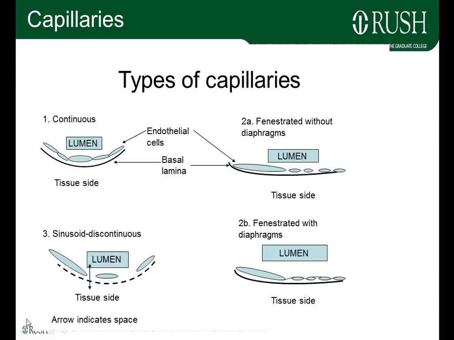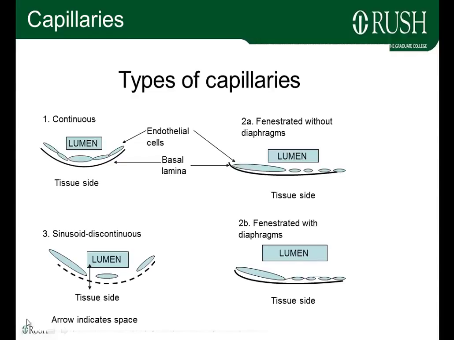So capillaries can be broken into 3 big types. The first is called continuous capillaries. These capillaries have tight junctions between all of the endothelial cells and a continuous, rigorous basal lamina. The second subtype is called fenestrated. The fenestrated ones actually have holes in the walls. They do, however, have a continuous basal lamina underlying the endothelial cells. So fenestrated can have diaphragms, in other words, molecular coverings over the fenestrations, or they can be without them.